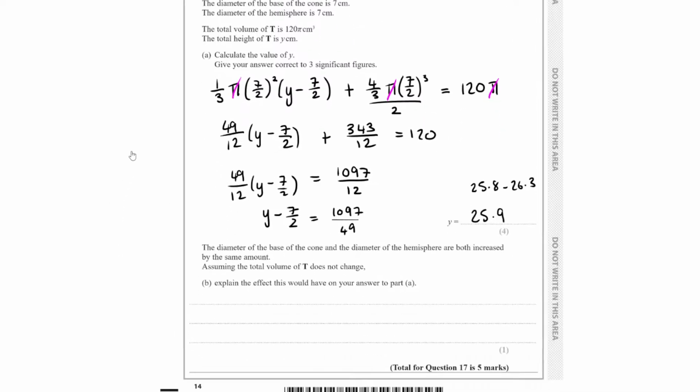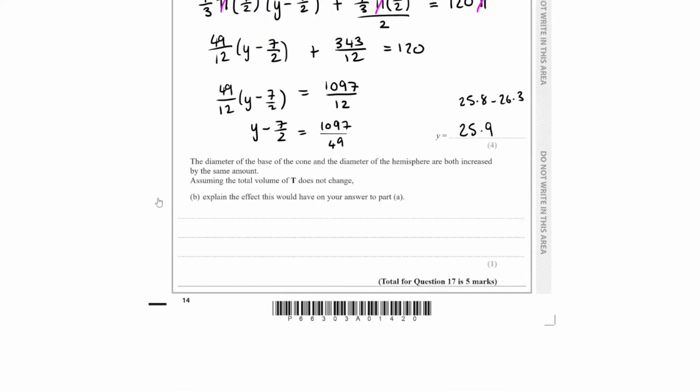Okay, there's also a part B. So the diameter of the base of the cone and the diameter of the hemisphere are both increased by the same amount. So if you imagine that shape T is now wider, isn't it? Assuming that the total volume of T does not change, so the volume is still the same, 120 pi. Explain the effect this would have on your answer to part A.